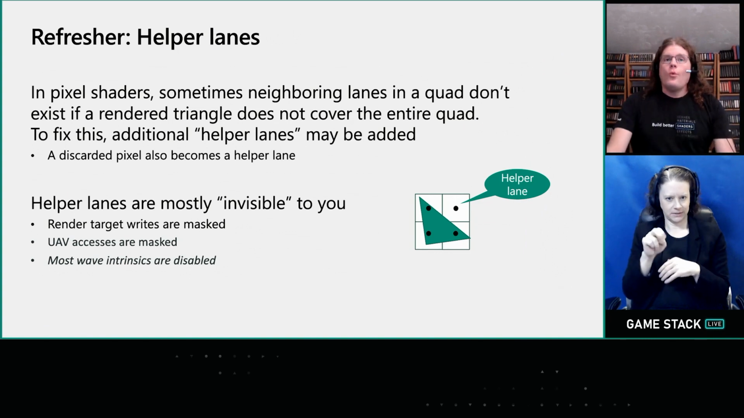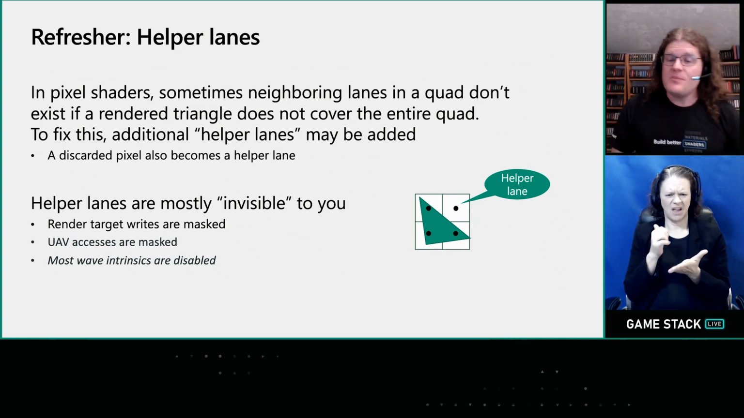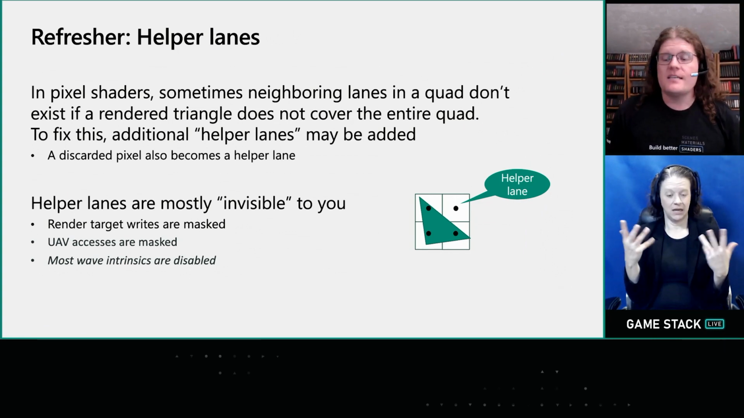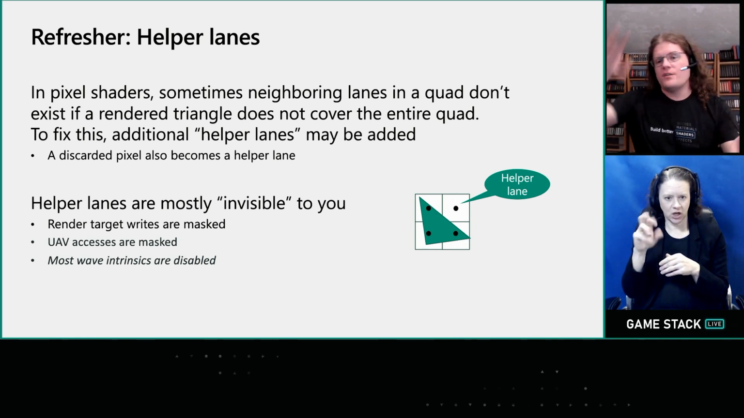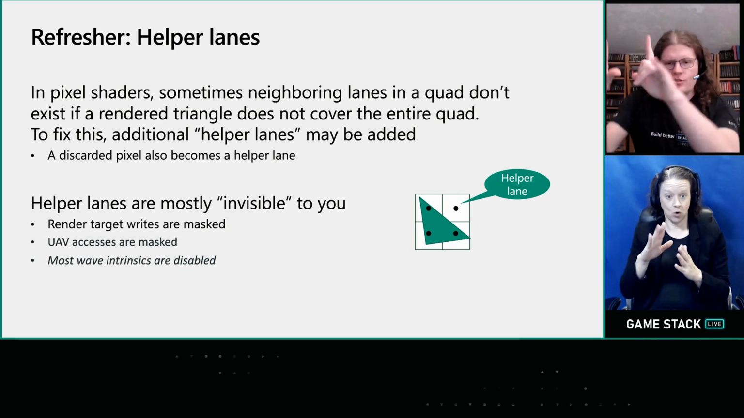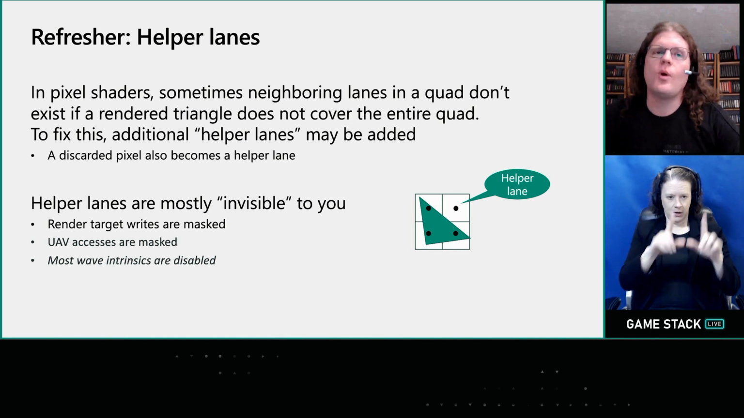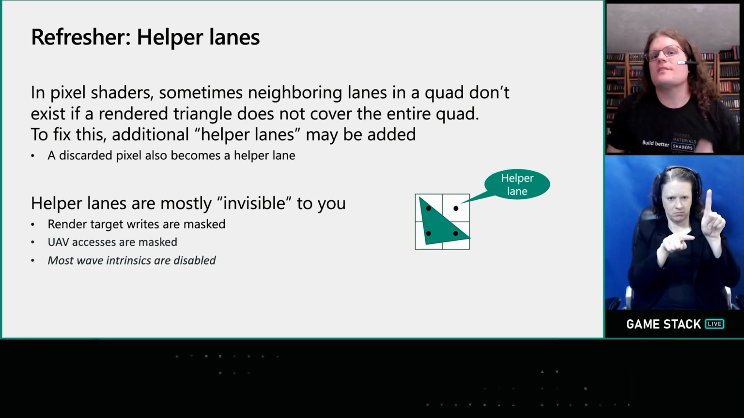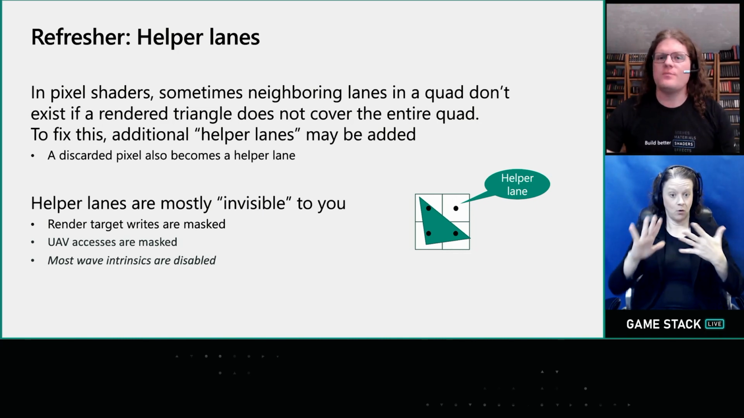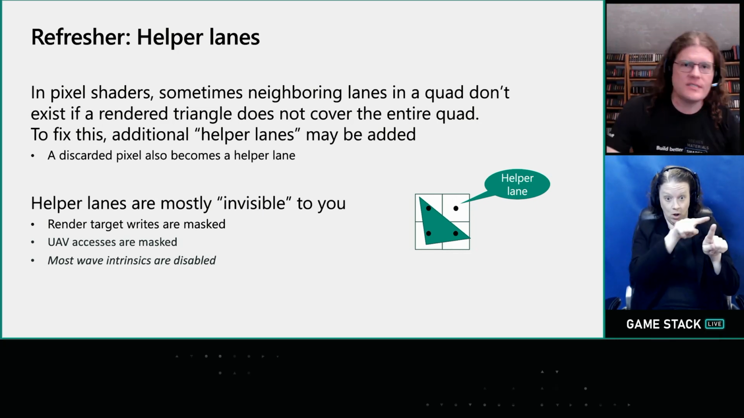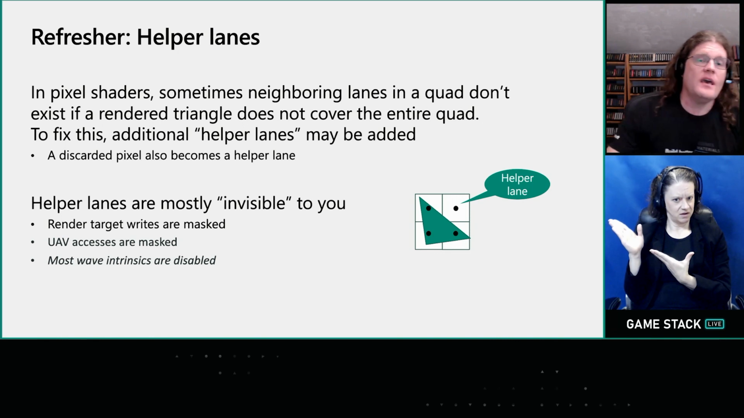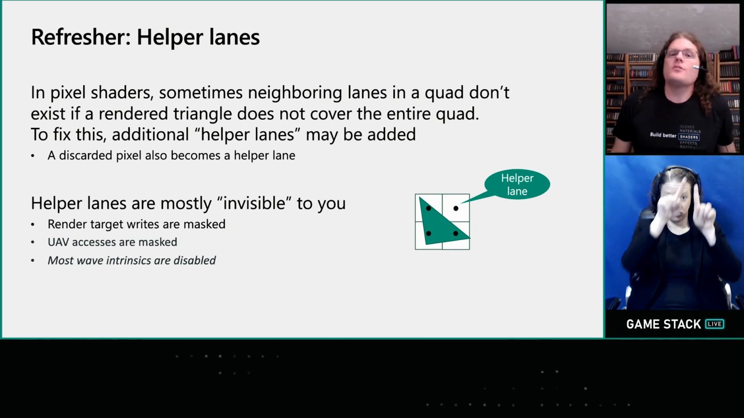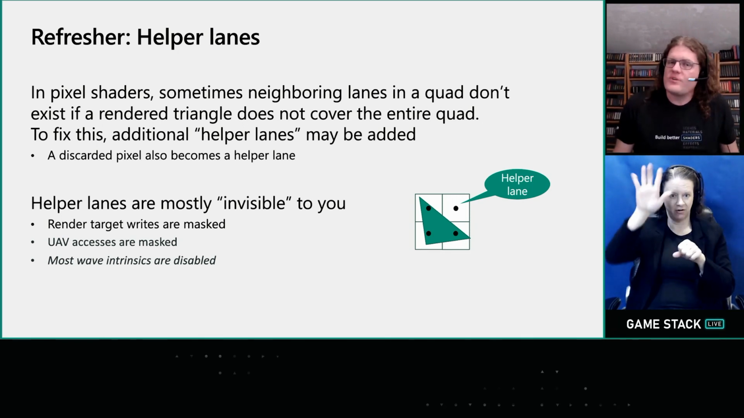So what are helper lanes? In pixel shaders specifically, sometimes you're taking your render target and you're dividing it up, and you've got each section being a 2x2 quad, but you're rendering a triangle, and it doesn't perfectly overlap a bunch of quads. So for the example, we see the diagram here, and you can see how the triangle doesn't quite cover all four members of the quad.